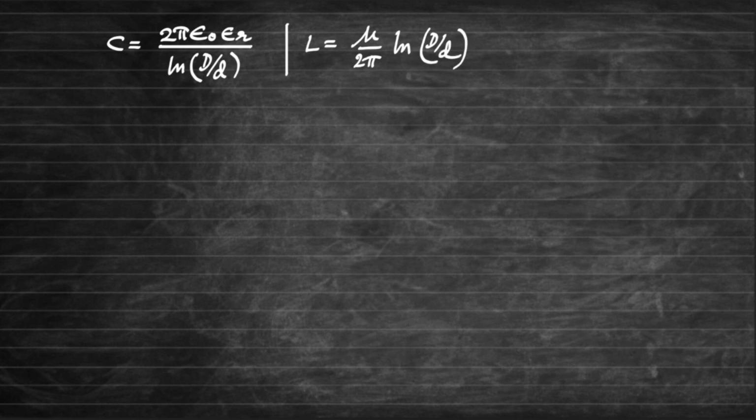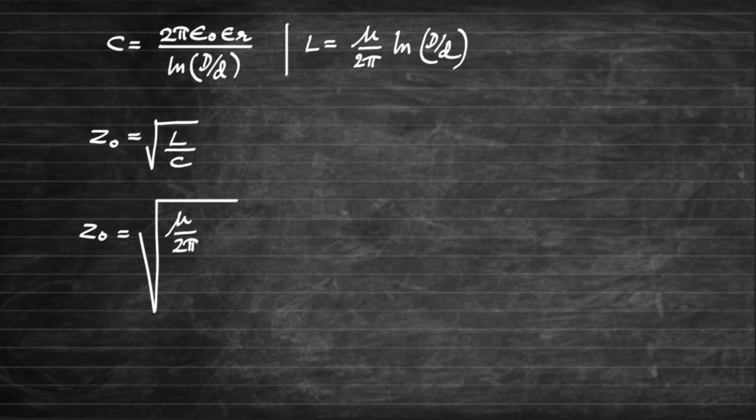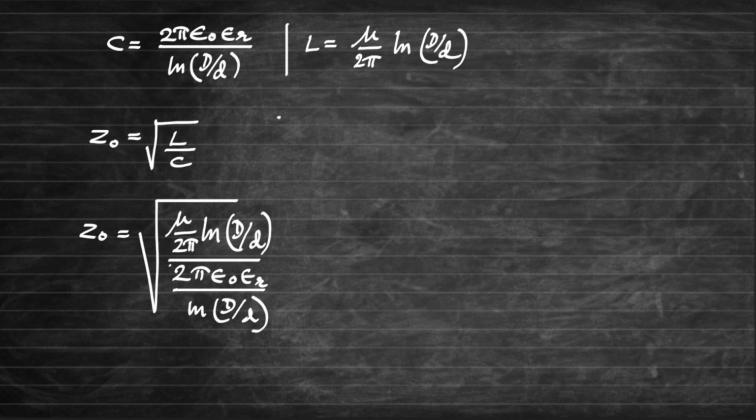Now we know that the characteristic impedance of a cable is defined as Z0 equals whole root of capital L by C. Now substituting the expressions of L and C in this equation, we can write Z0 equals square root of mu divided by 2 pi multiplied by natural logarithm of capital D by small d divided by 2 pi epsilon 0 epsilon r divided by natural logarithm of capital D by small d. Now we simplify this expression.